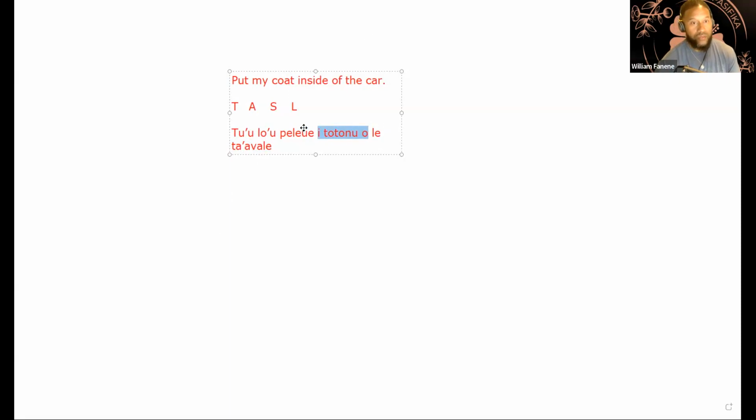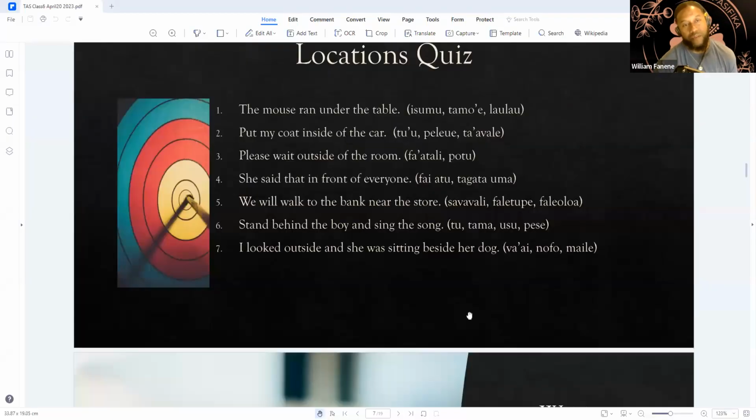Okay, let's go to, oh dang, it's almost over. You guys can pick one because we probably only have time for one more. Let me try to find one that's a little different. Okay, yeah, here's a different one. This will take the rest of the time. I looked outside and she was sitting beside her dog. I'm not gonna remember all that.